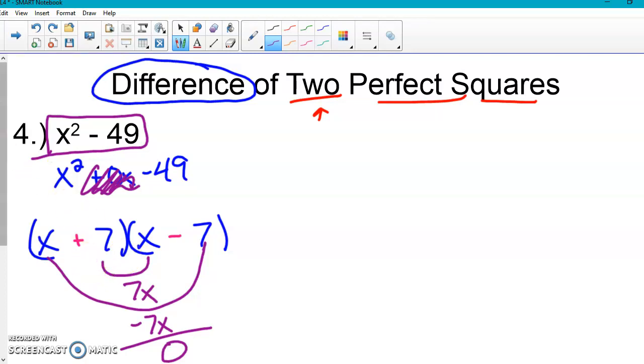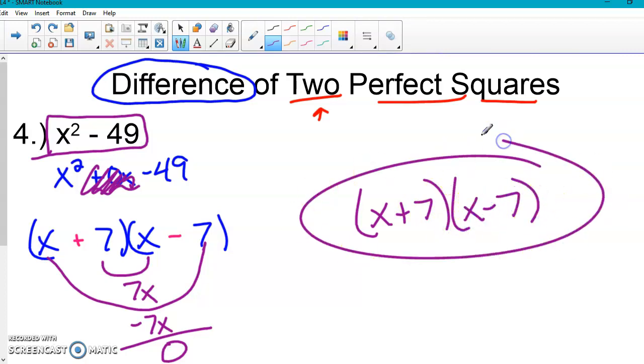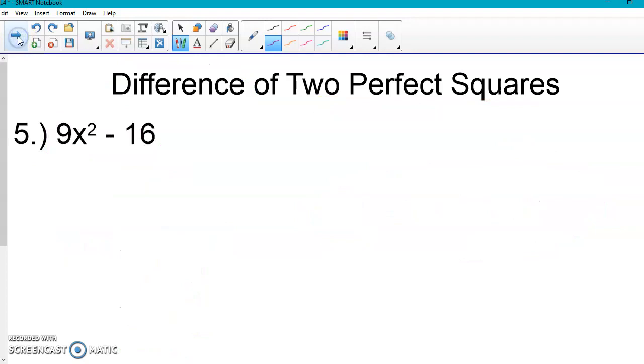Okay, so let's see. Can I write my answer the way that we wrote the answer on 1, 2, 3 with the square? Are these exactly the same? No, they're not. This one is a plus 7 and this one's a minus 7. So that is in fact all you can do. That is your answer: x plus 7, x minus 7. Okay, let's take a look at this one.